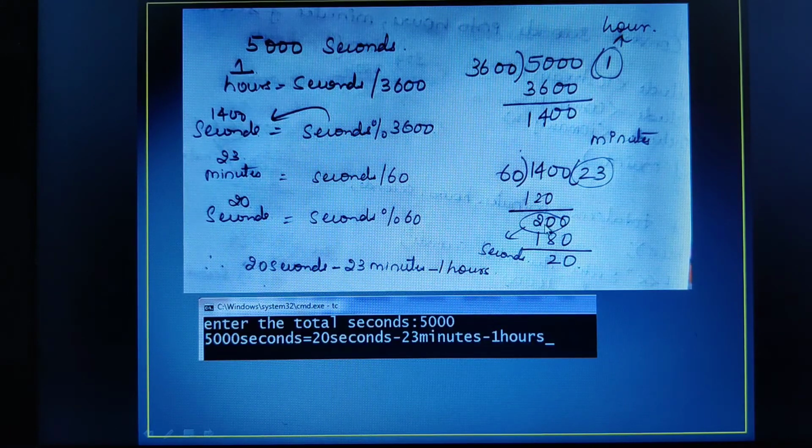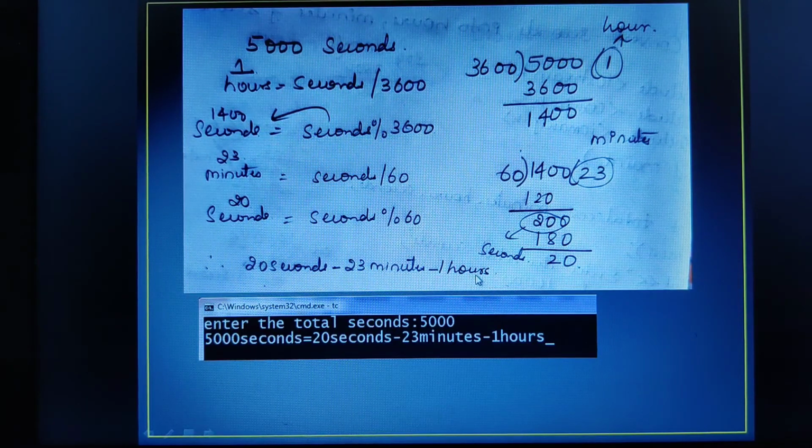Look at the first remainder I got. I got the first remainder as 20. Therefore, how many seconds? Because the remainder only I should consider, no? Therefore 20 seconds. So the answer I got is 20 seconds, 23 minutes, hyphen 1 hour.